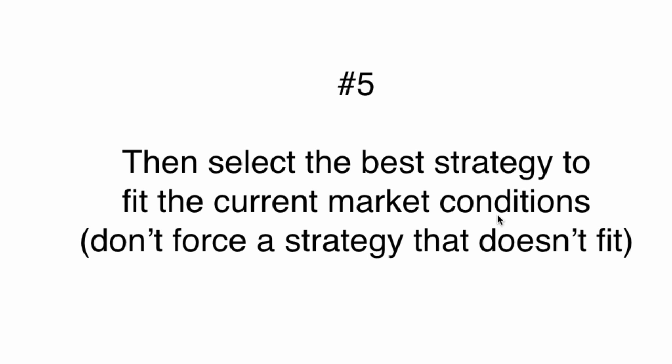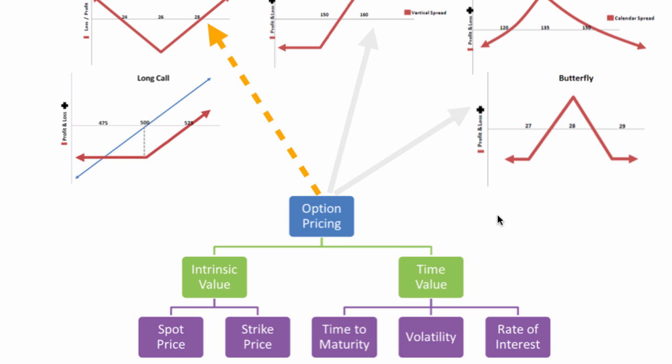They take a strategy that they like to trade, like an iron condor or a butterfly or whatever the case is, and they force that strategy into each and every stock that they come across. You can't put a square peg into a round hole. It does not work.